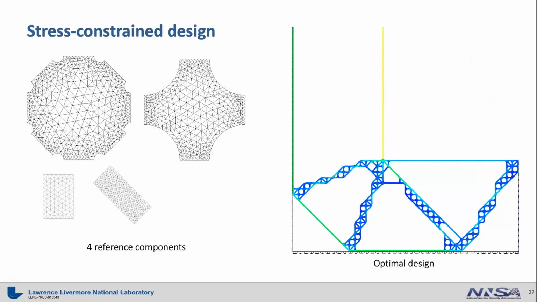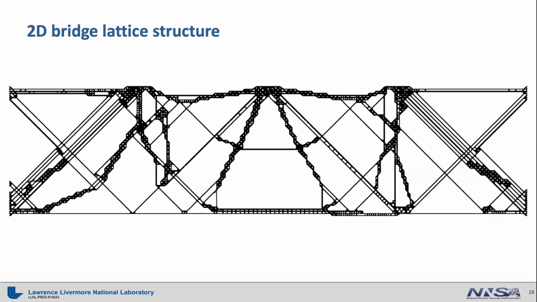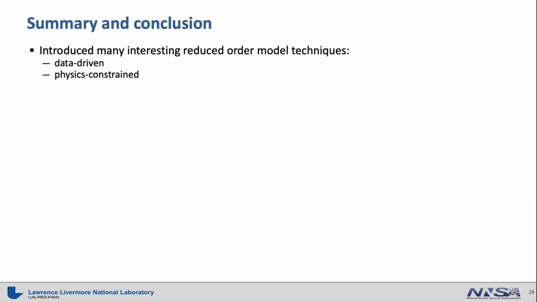Then we get this smooth and nice lattice design. We have also solved the stress constraint problem for 2D bridge lattice structure design with component-wise reduced order models. A paper about the stress constraint component-wise reduced model is coming soon, so please stay tuned. And with that, let me conclude the talk with some summary.